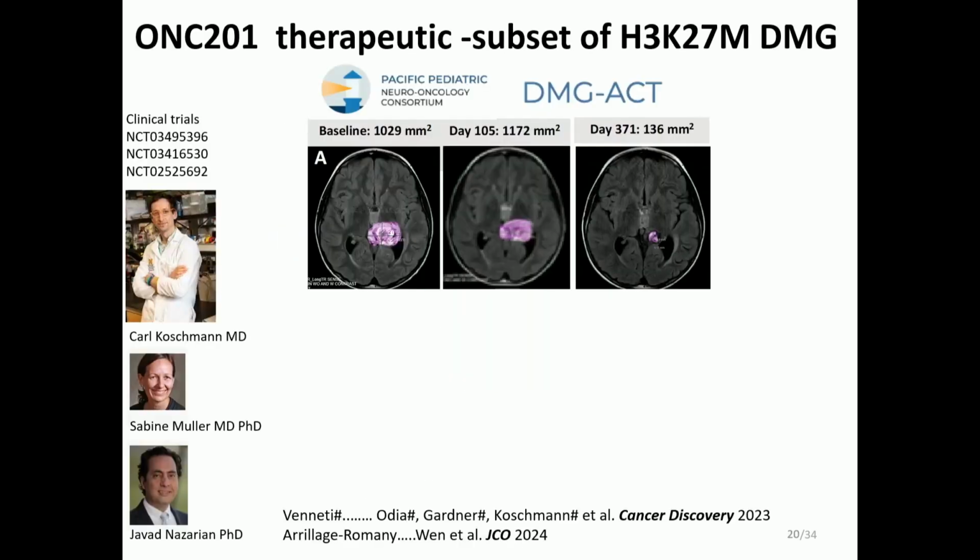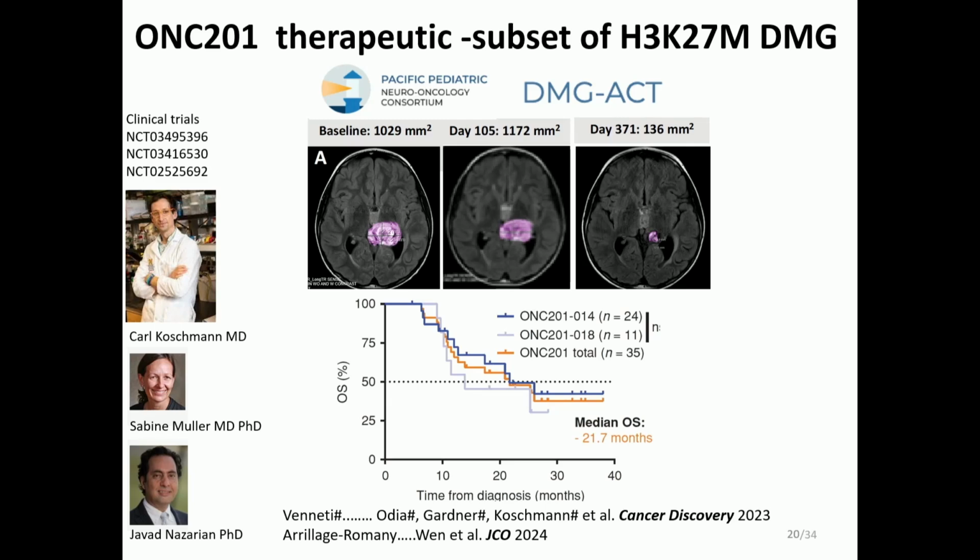So this was a phenomenal clinical trial conducted by PNOC, led by Carl Koschmann, Sabine, and Javad Nazarian. And this is recent data from a paper. Here is a patient who was treated with this ONC201, and you can see at baseline compared to almost 400 days after treatment, a reduction in the size of the tumor. This is the clinical trial. From this, there are two trials here, ONC201 14 and 18, and the orange line represents the total. You'll notice that there is no untreated control here because the study was not designed for that.